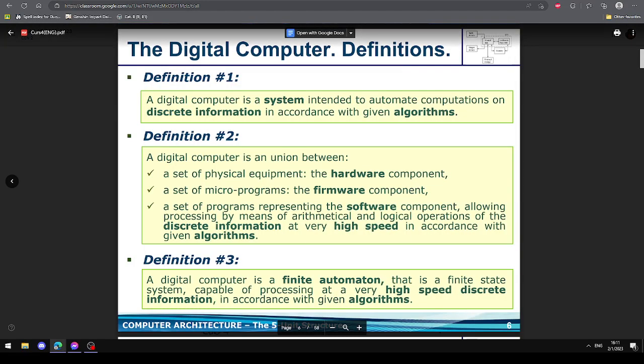The digital computer. Definition 1. A digital computer is a system intended to automate computations on discrete information in accordance with given algorithms.